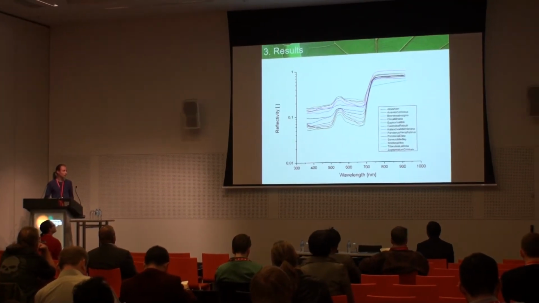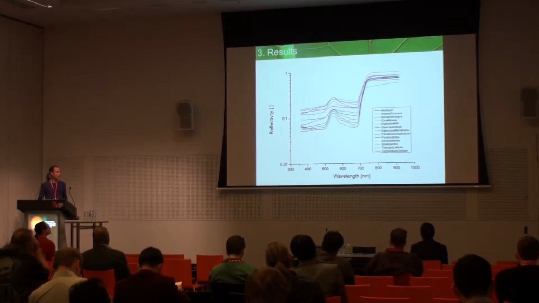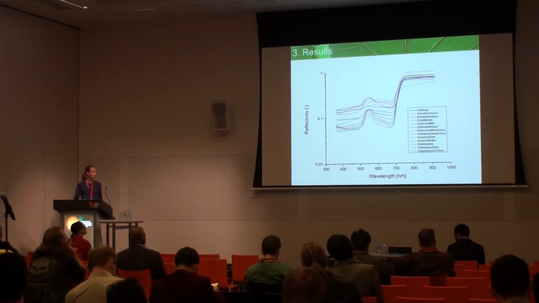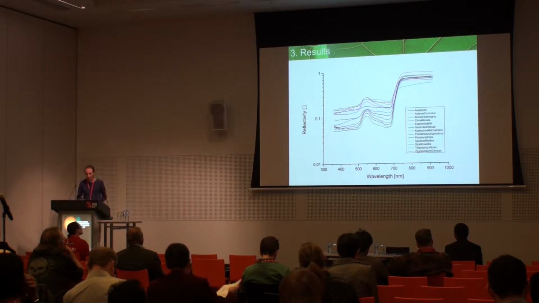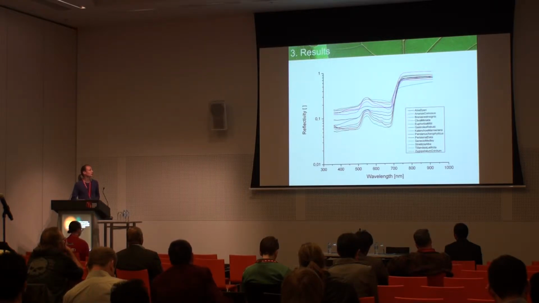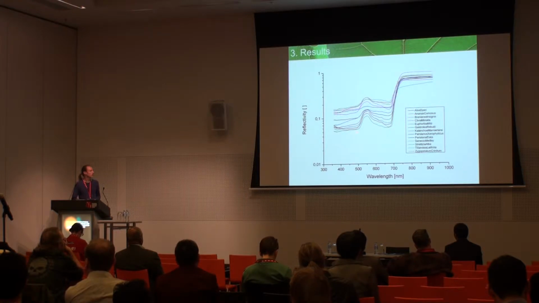So this is now a random selection of samples we measured. We have the reflectivity on a logarithmic scale and the wavelength. And what you can see here, first we have a very low reflectivity in the ultraviolet region because of anthocyanins protecting the leaf from harmful radiation. And then this typical shape for plant spectra.